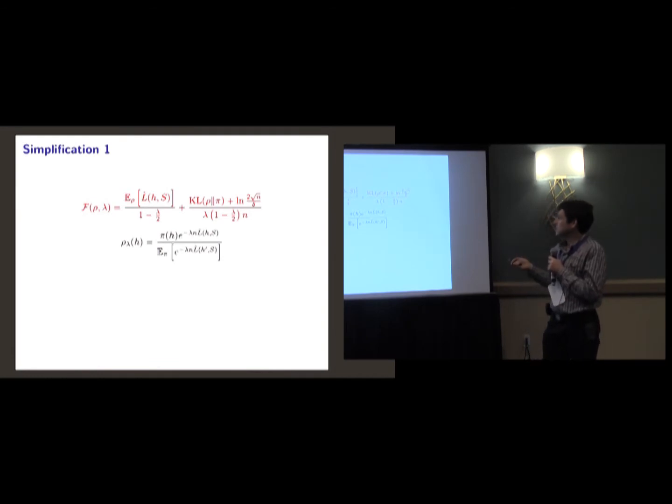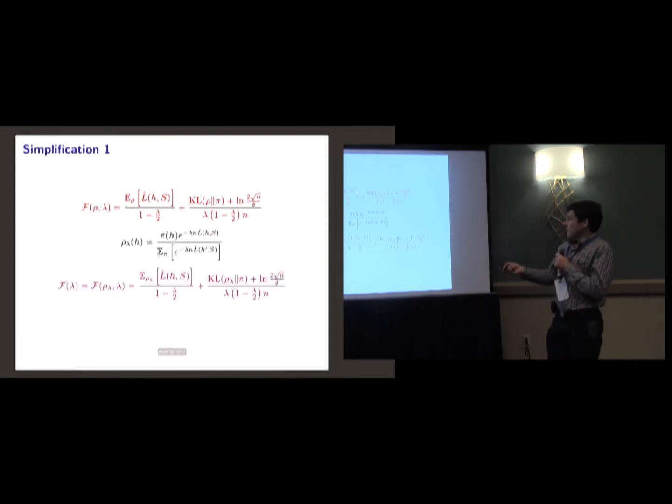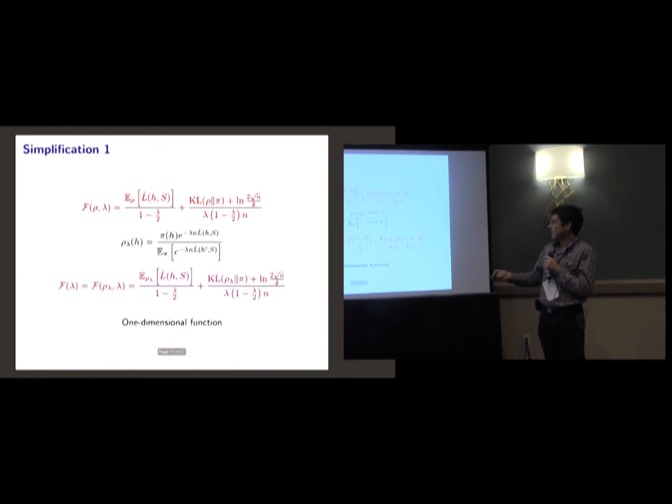For this, we do a couple of simplifications first. So this is the bound that we had, and this is the optimal distribution rho given the parameter lambda. We can plug the optimal distribution into the bound, and then we get a one-dimensional function, f of lambda, which is f of rho lambda and lambda. It's just the same function with rho lambda replacing rho. And this is the first step in simplification.